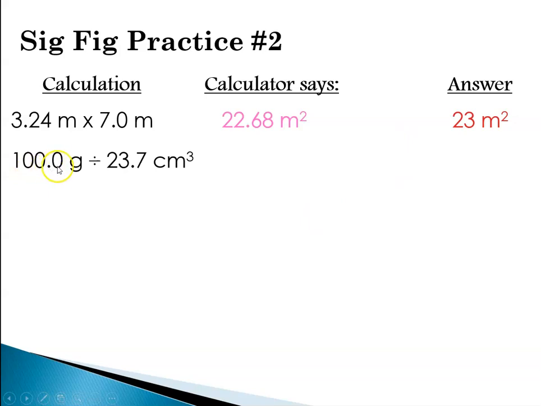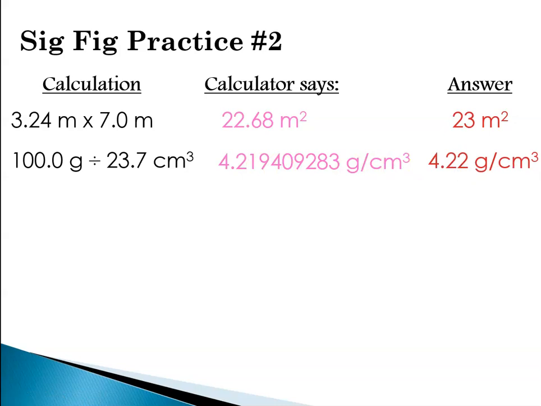This number, 100.0 divided by 23.7. My calculator gives me this. I notice this number has 4, and this number has 3. The lesser of the two is 3 significant figures. I come over here, 1, 2, 3. My third significant digit is the 1. The number immediately following it is a 9, so I'm going to have to round up. So my answer will be 4.22, and in this case, grams per centimeter cubed.